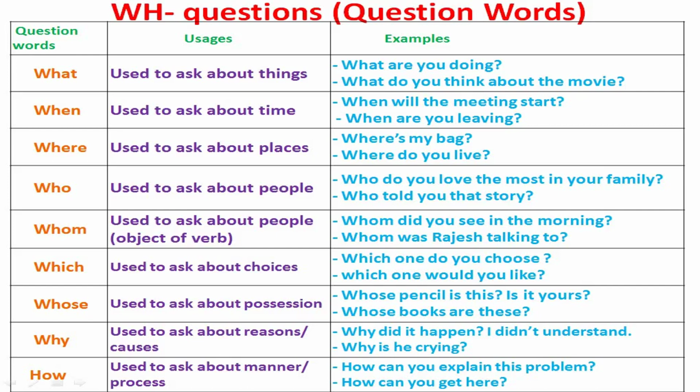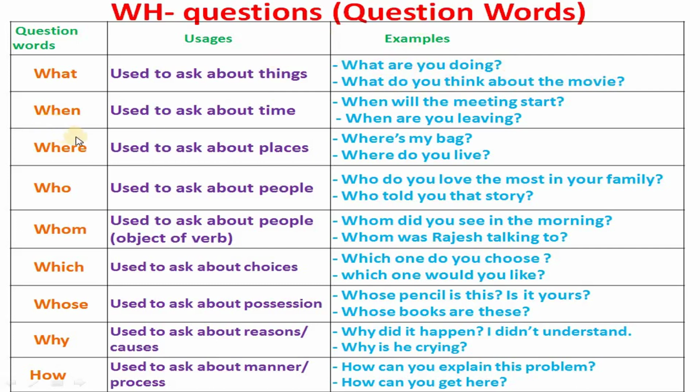See, a table is there. In the first column, the questioning words, that means WH words or interrogative pronouns, are there. And when we can use these interrogative pronouns is given in the second column. The third column I gave you for examples. First one is what. What is used to ask about things and sometimes about persons or people. See example: What are you doing? What do you think about the movie?